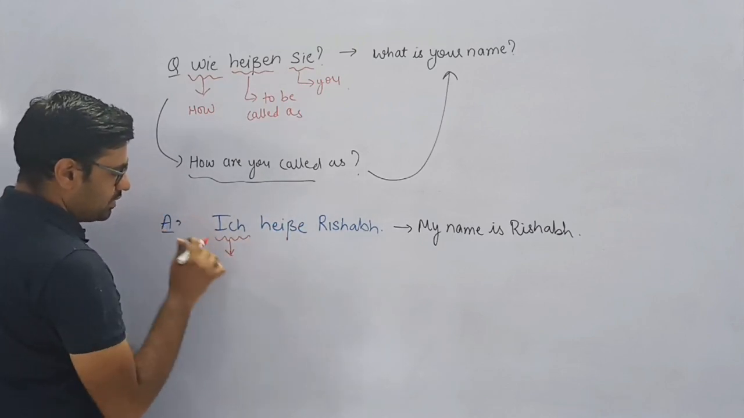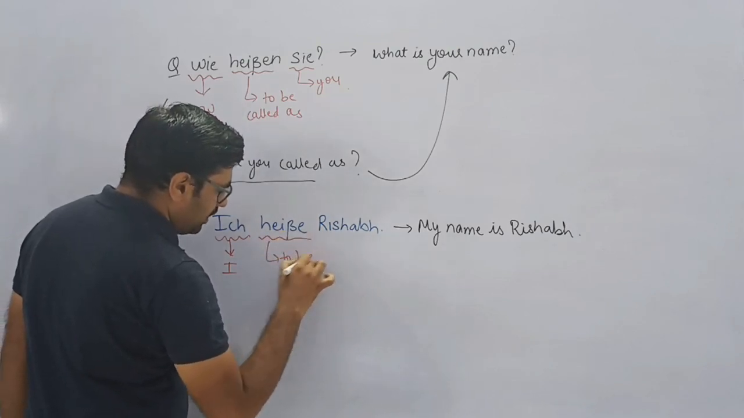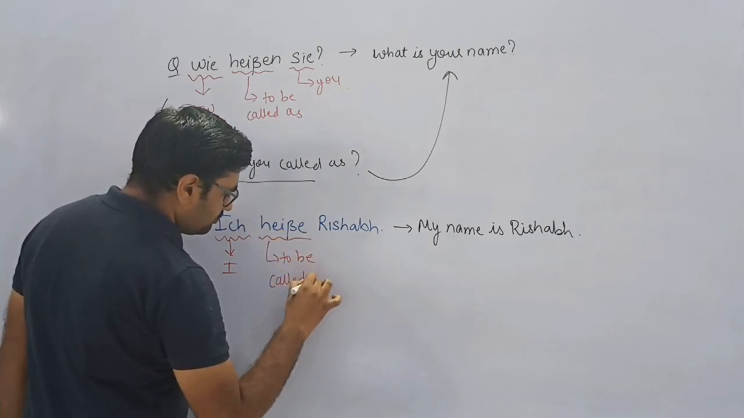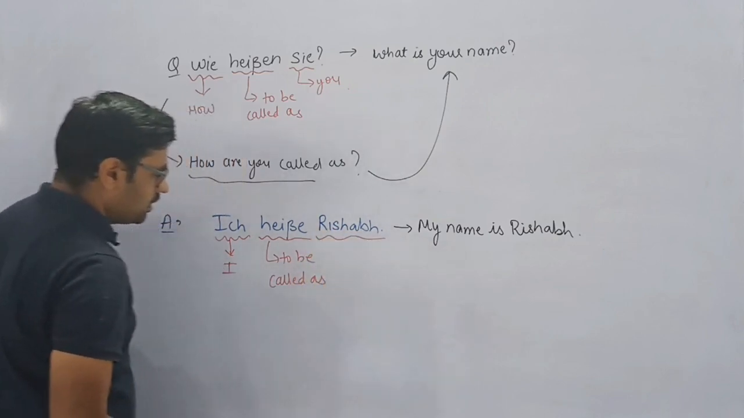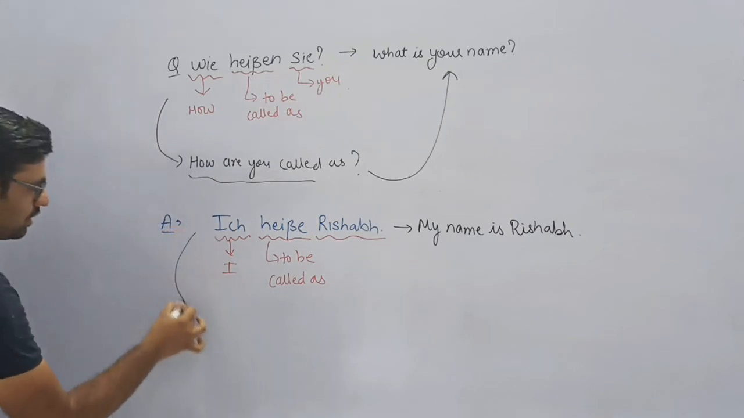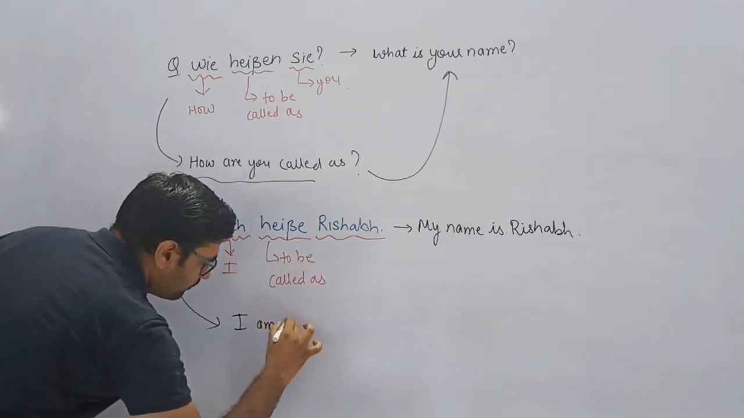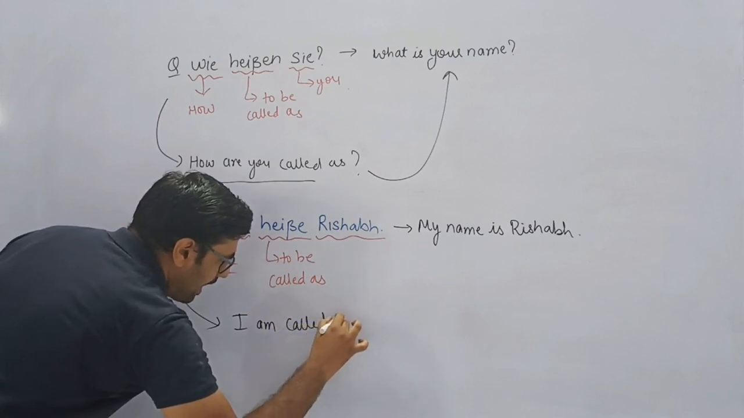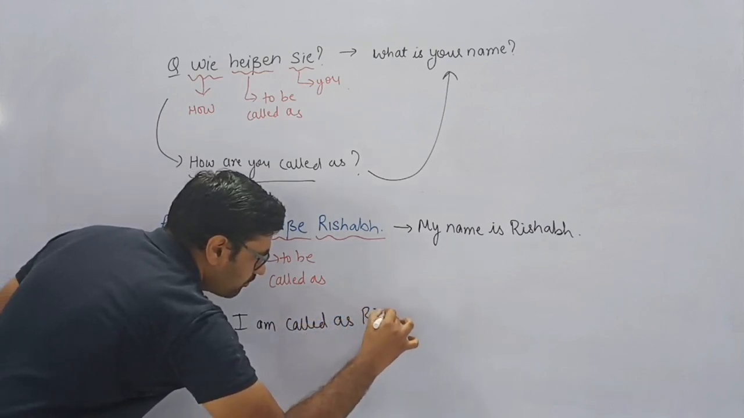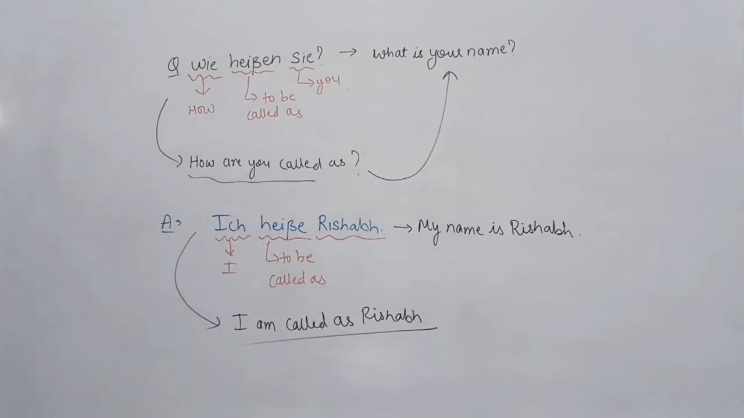So the first one is Ich, which means I. Heiße means to be called as, and this is my name. If I break it down, the literal meaning will be, I am called as Rishabh. So you can just pause the video and copy it down. I hope you have done that.